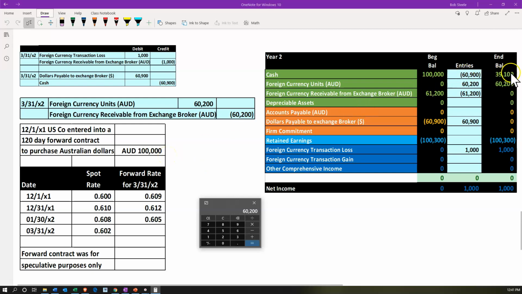So now we have then, at the end of the day, cash is this. We have the 60,200 units, $60,200 worth of the 100,000 Australian dollars. The foreign currency receivable is now back down to zero. The dollar payable to the exchange broker has now been paid off. The earnings for the prior year are included in the retained earnings here, and the current earnings are a loss.